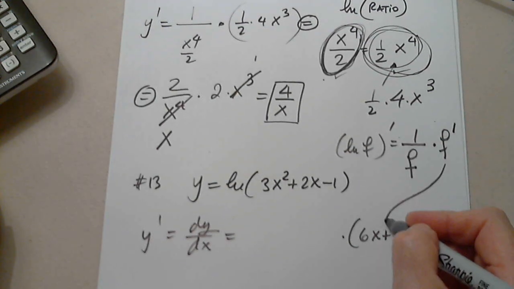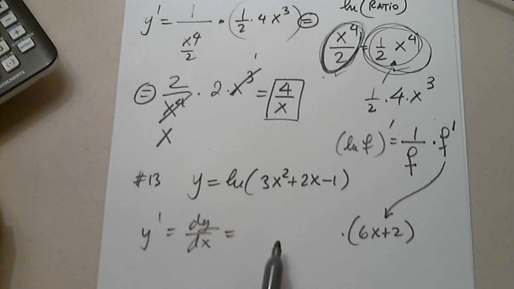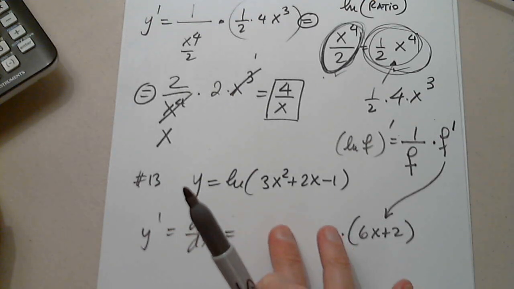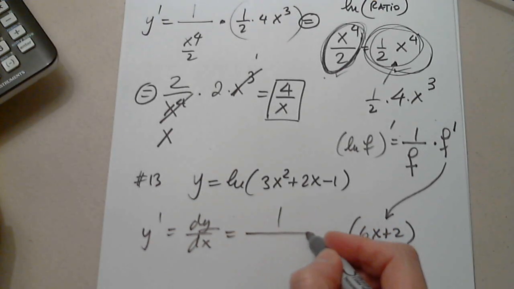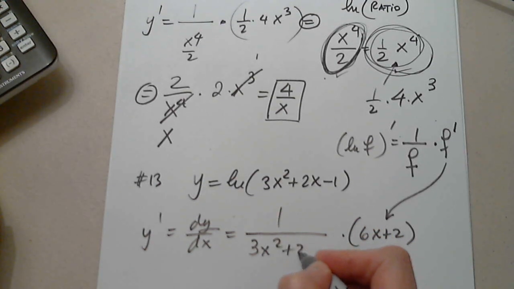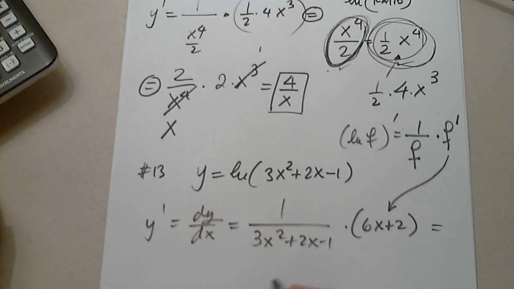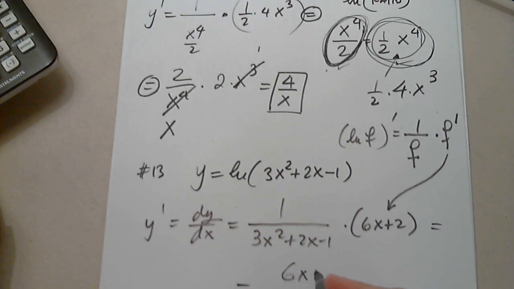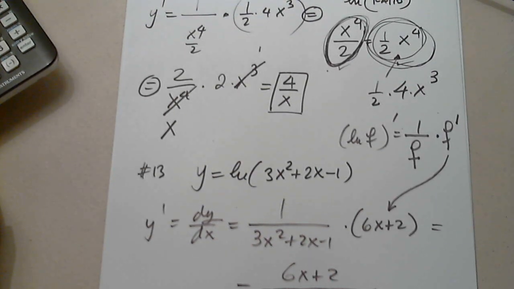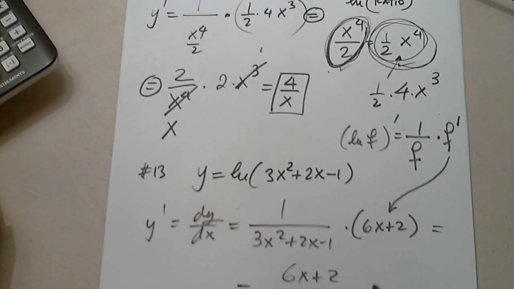I accept and I agree with this. But why do I have... So would it be 1 over 3x squared plus 2x minus 1 times 6x plus 2? Good. You can rewrite it condensed as 6x plus 2 over 3x squared plus 2x minus 1. Yes, that's it. Nothing else.